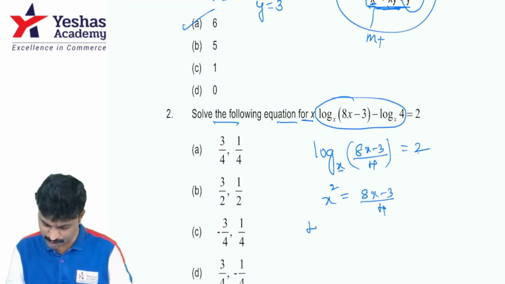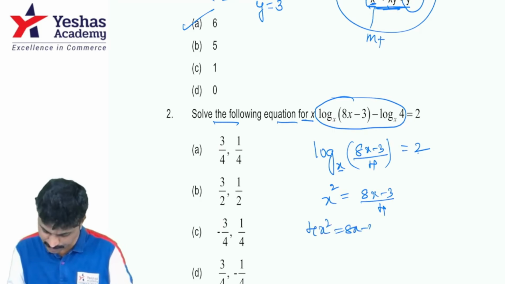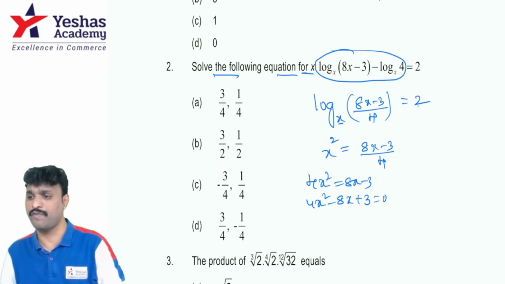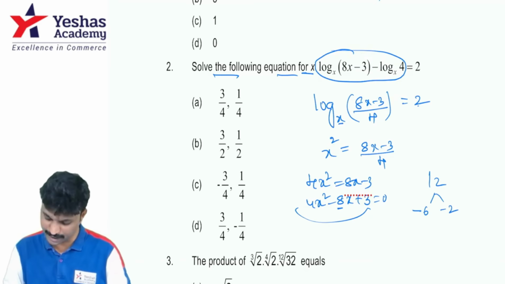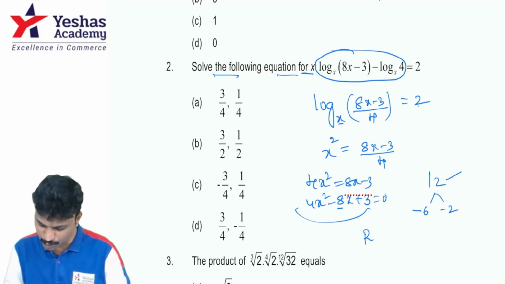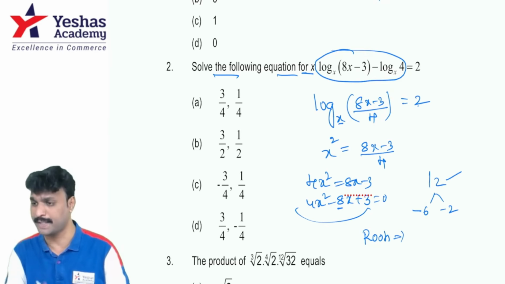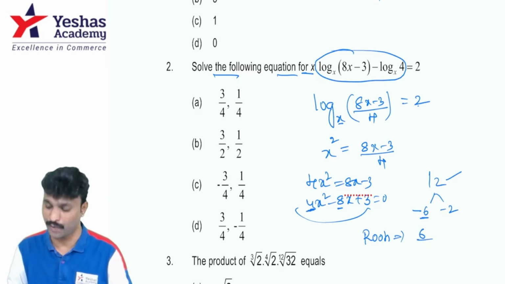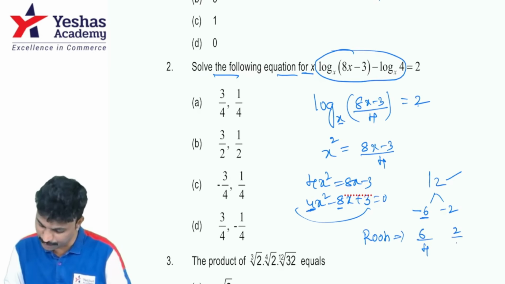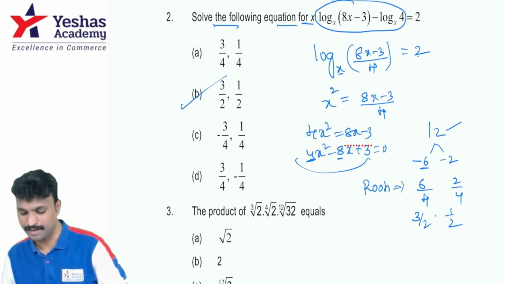Do the cross multiplication. 4x square is equal to 8x minus 3. That means 4x square minus 8x plus 3 equal to 0. Guys, try factorizing it. 4 3s are 12. Get me the factors for which you get the middle term as minus 8. Definitely it is minus 6 and minus 2. If I multiply them, I'll get plus 12. Correct? Now what are my roots? Roots will have the exact opposite sign, but the thing is whatever the factors divided by the coefficient of x square, which is nothing but 4, and 2 divided by 4, which is 3 by 2 and 1 by 2. That means option B is the right answer.